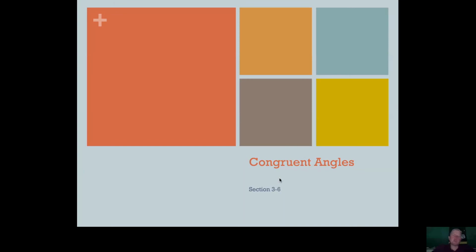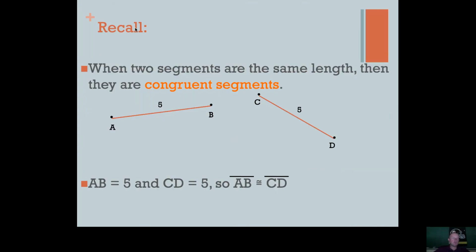This is section 3.6. It's on congruent angles. This is a review. When two segments are the same length, then they are congruent segments.